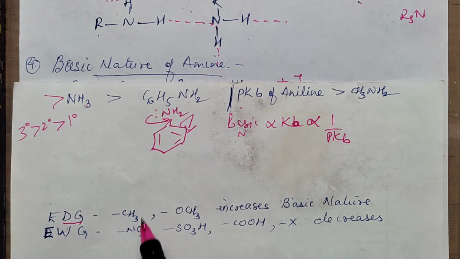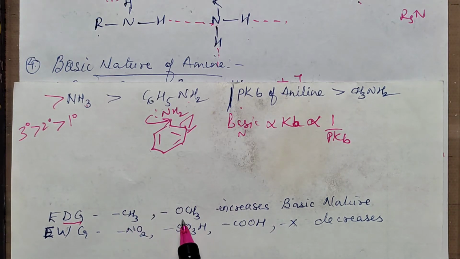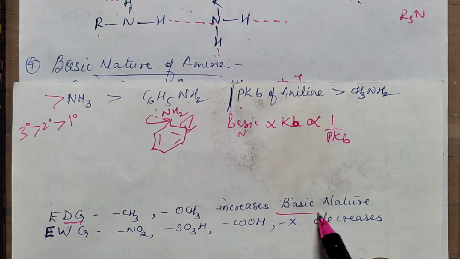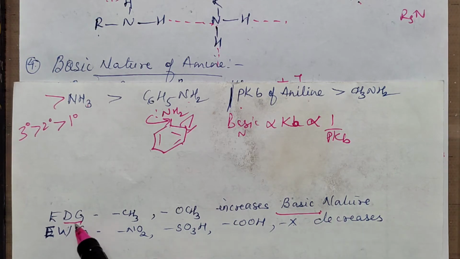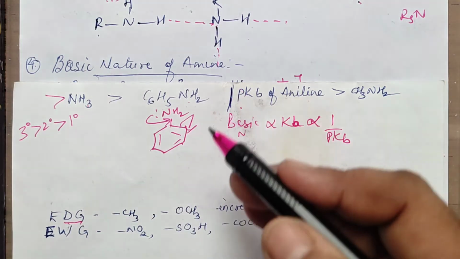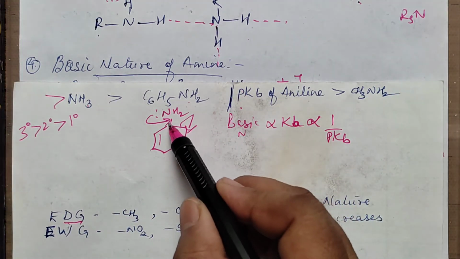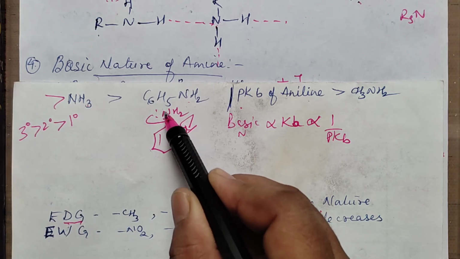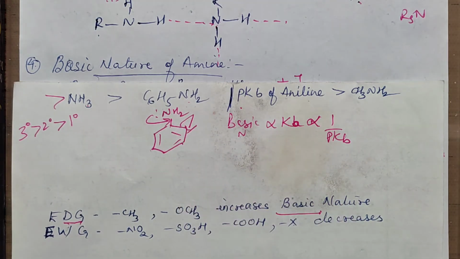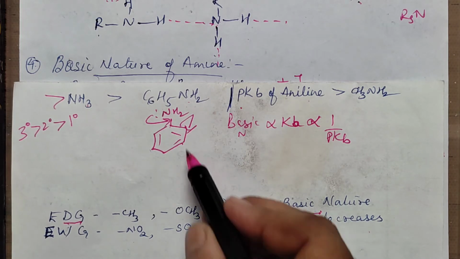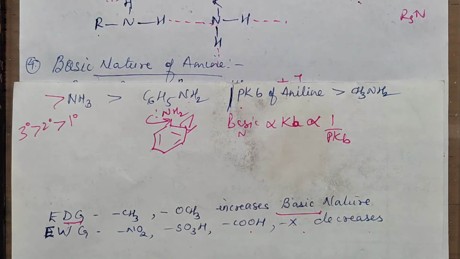attached here. Some donating groups like methyl or methoxy, the basic nature will increase. Why? Because they are donating groups, they will donate electrons. The more electrons donated, the more electron density on nitrogen, the more basic nature. If some electron withdrawing groups are attached like NO2, SO3H, carboxylic acid, halo groups, the basic nature will decrease. So if these groups are present on the ring, the basic nature will decrease.